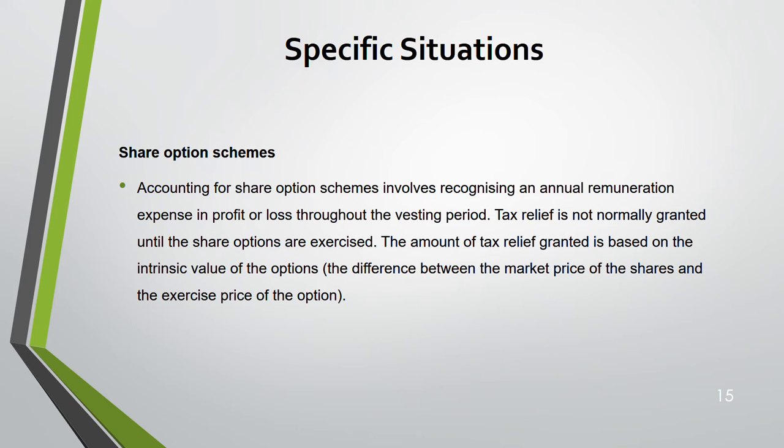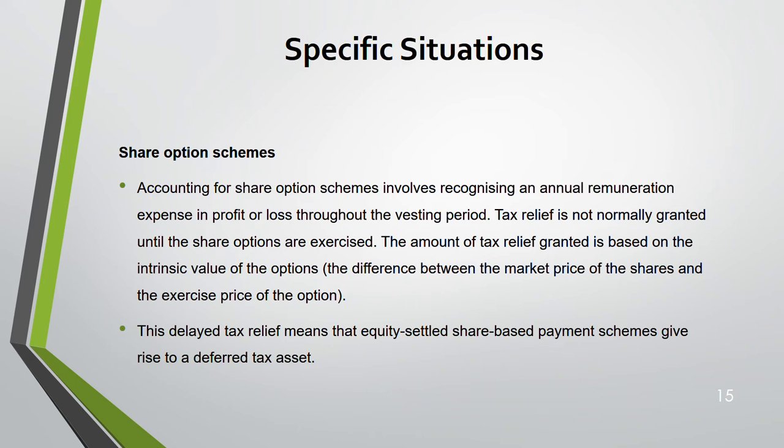On what to charge the tax, on what not to charge the tax. So the difference between the market price of the share and the exercise price is the intrinsic value. On that, you have to charge tax. Now, this delayed tax relief means equity settled share-based payment. There are two types of share-based payment. This definitely we are going to deal with under IFRS 2.